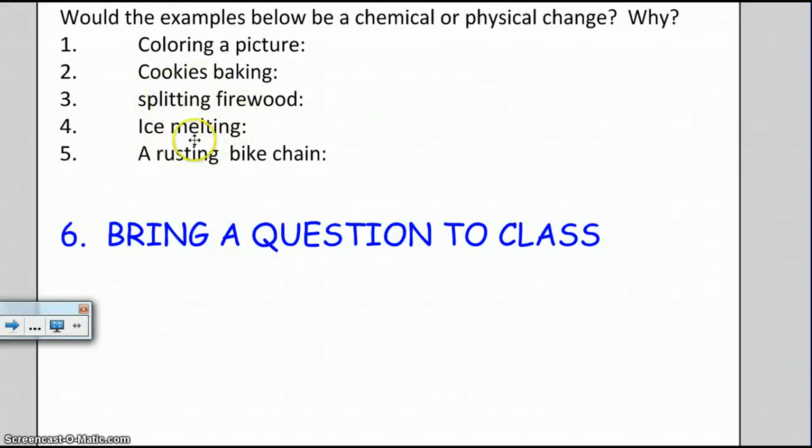Go ahead and work these 5 examples and see if you can come up with chemical or physical change and why. Remember, explaining why is level 4. Bring a question back to class. If you have a question, bring it back to class and we can review these 5 examples if you feel like we need to.